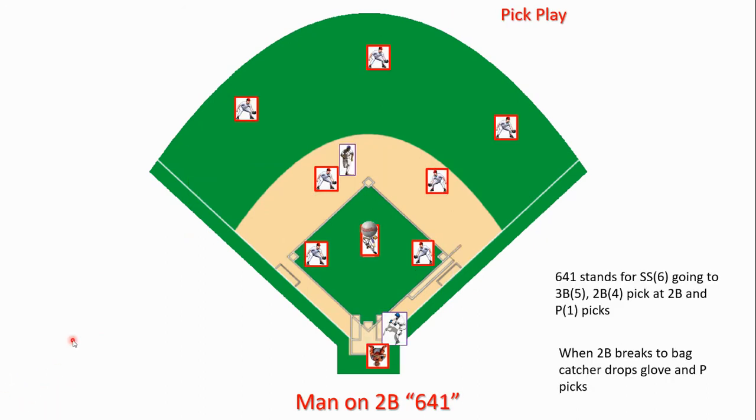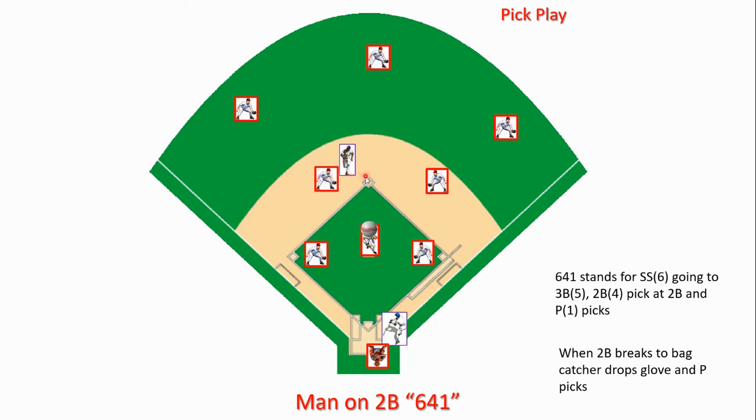Okay. Now the next play is 641. This is a pickoff. So the 6 stands for the shortstop's going to move first. So this is kind of just going in order. So shortstop's going to come in, make his normal 65 move. Okay. But he does not have to go all the way to third base. So he can come in here, he can pretty much do whatever he wants.